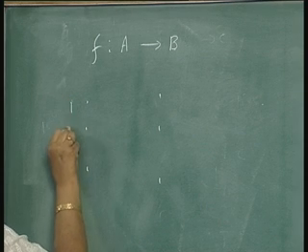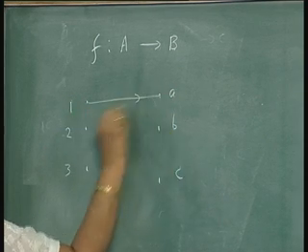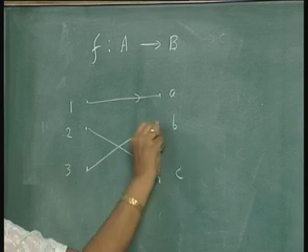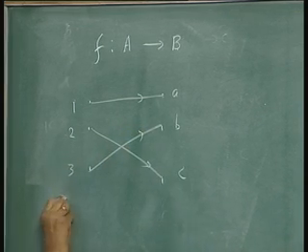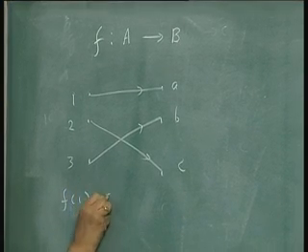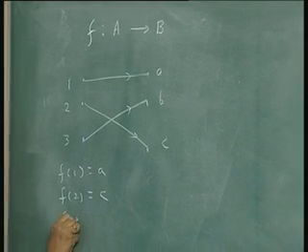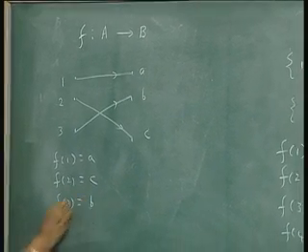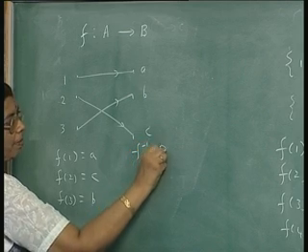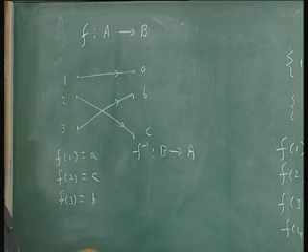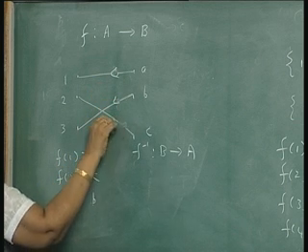Say 1, 2, 3 and A, B, C, and you have a bijective function. 2 is mapped down to C, 3 is mapped down to B. So you say f of 1 is equal to A, f of 2 is equal to C, f of 3 is equal to B. Then the inverse mapping f inverse is from B to A. It is a converse relation, you have to change the direction of the arrows.